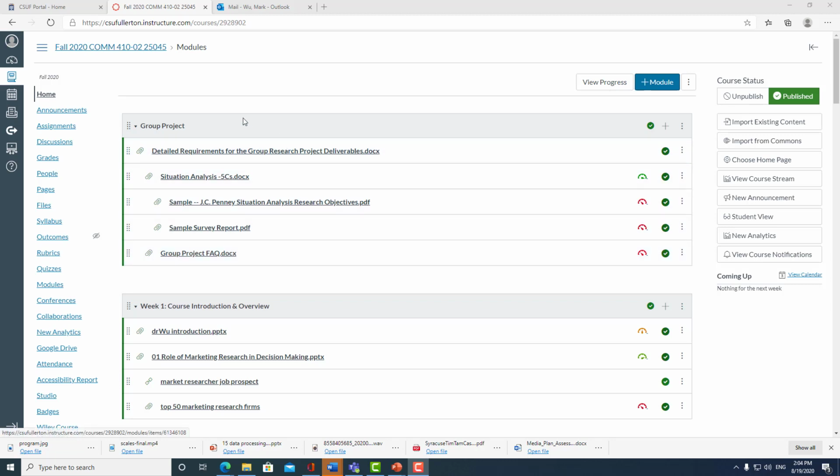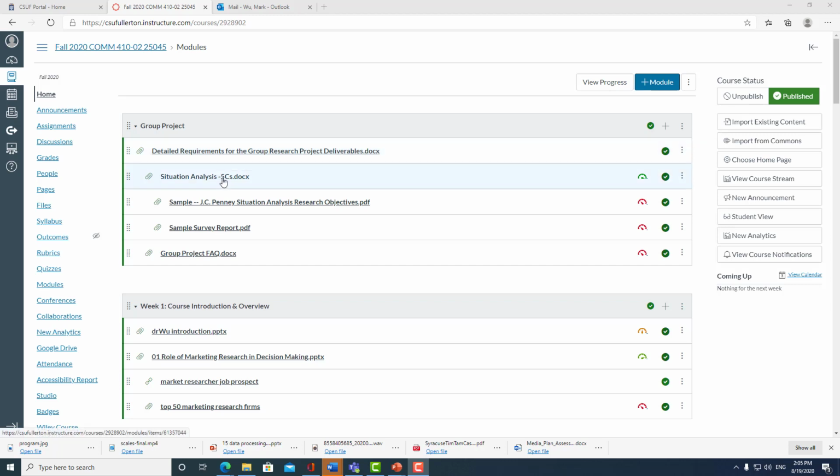Anyway, if you look at our tab, we have this at the top. The module is basically the group project, and it has a bunch of documents. For example, we have a detailed requirement for the group research project deliverables. This is a Word document, and I encourage each and every member of our class to examine and read it. In particular, the group leaders, you need to really read this document to figure out what is expected of you.